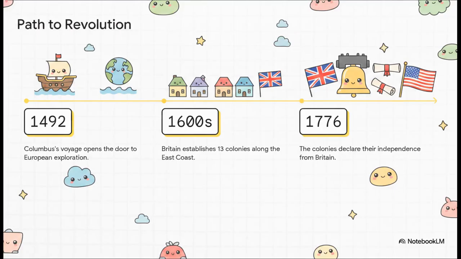Well, in 1492, Christopher Columbus's voyage essentially kicks open the door to European exploration. That's the initial spark right there. Fast forward a bit to the 1600s, and Britain officially establishes those 13 colonies. The momentum builds rapidly from there, bringing us to a massive breaking point. 1776, the year those exact colonies declared their independence from Britain. In just a few historical beats, we go from initial exploration to colonization right to the brink of revolution.